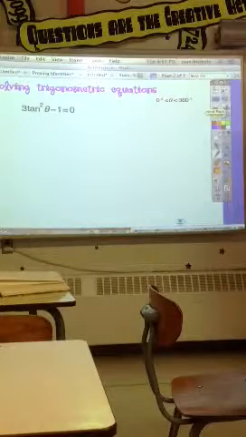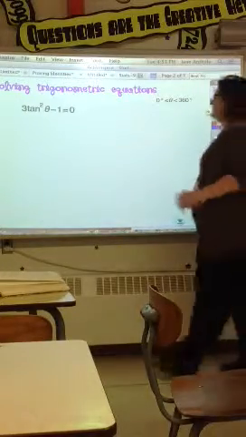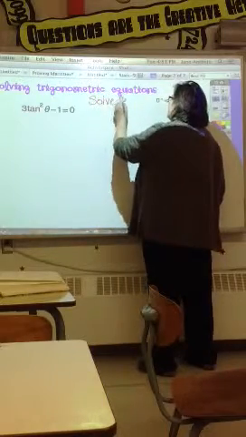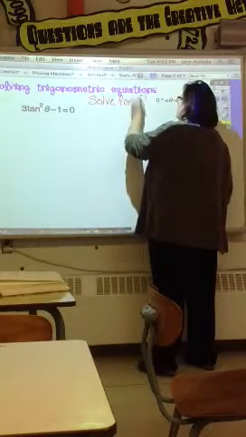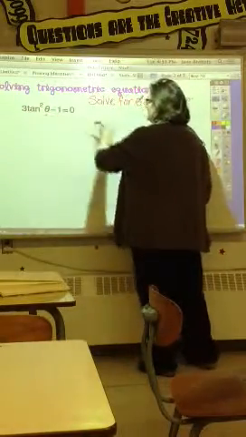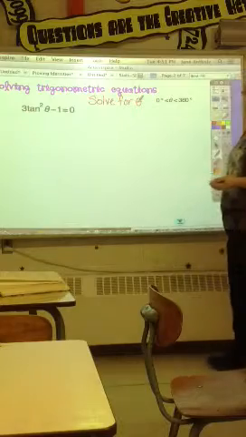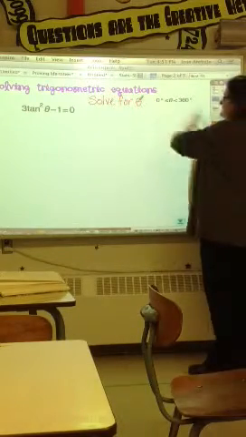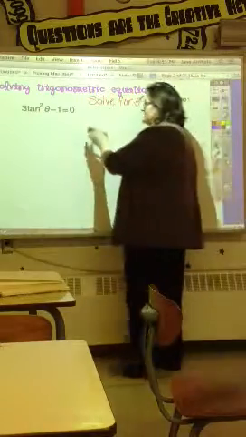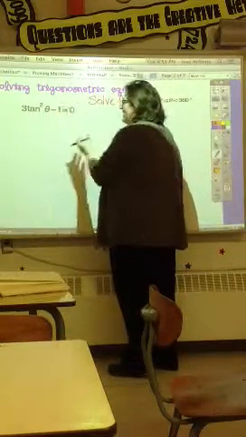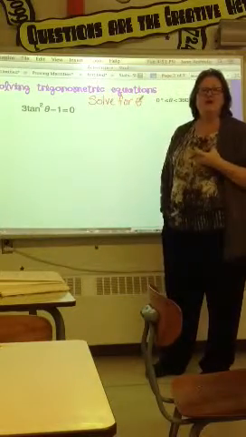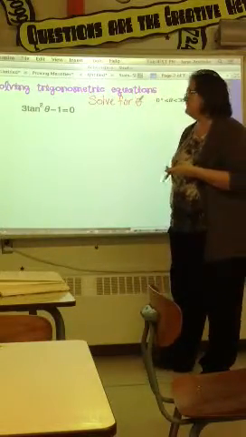Here's the second equation. Again, we're solving for theta. We're looking for the angles that when you put them into this equation, it will be true. And theta is going to be between 0 and 360 degrees. When we're solving, we can't get theta by itself right away. So what we have to do is solve for the trig function that involves theta.